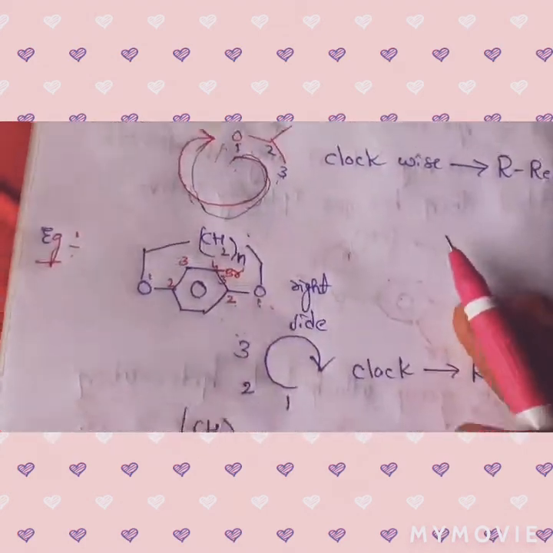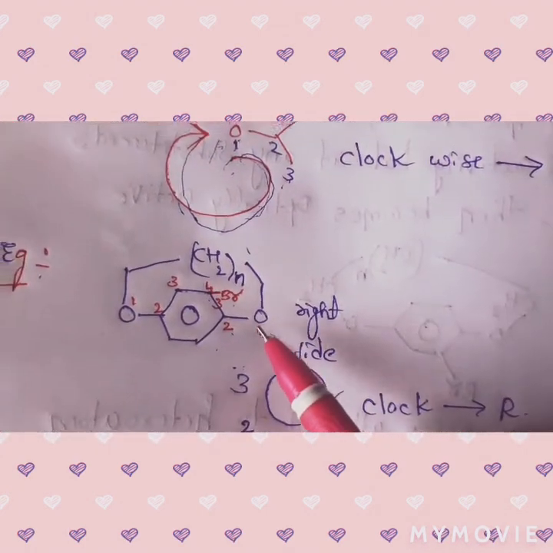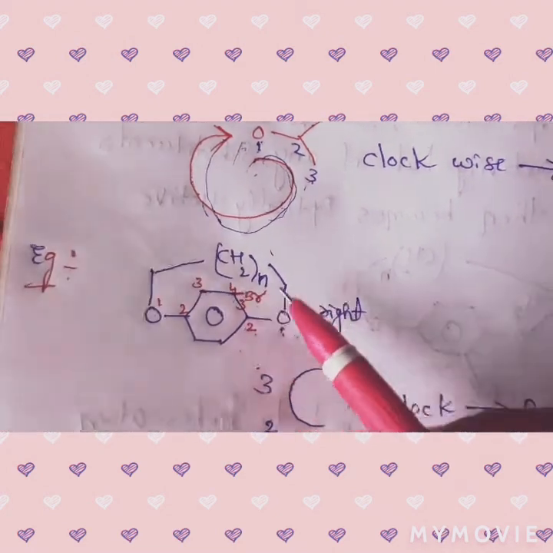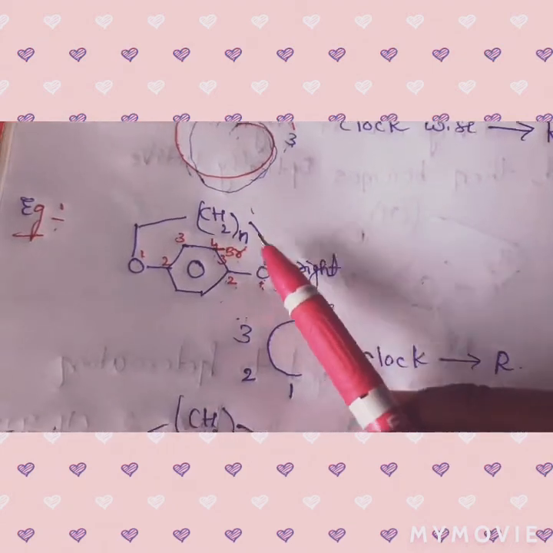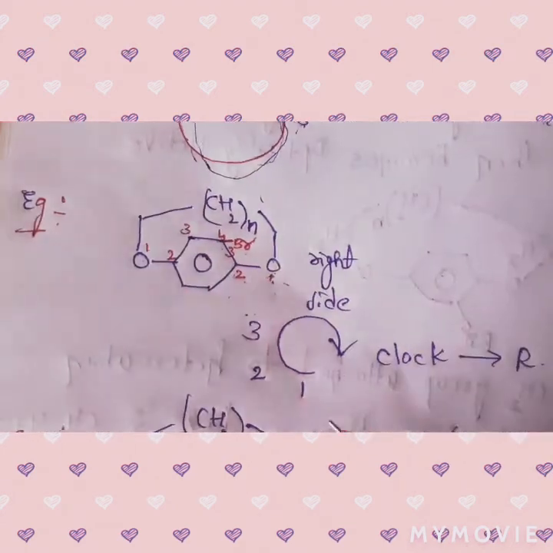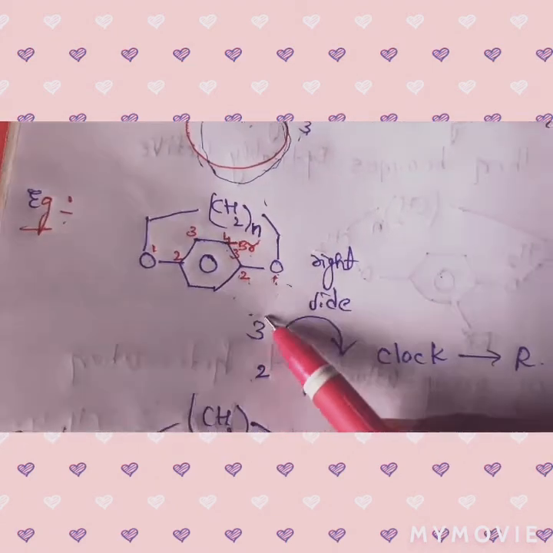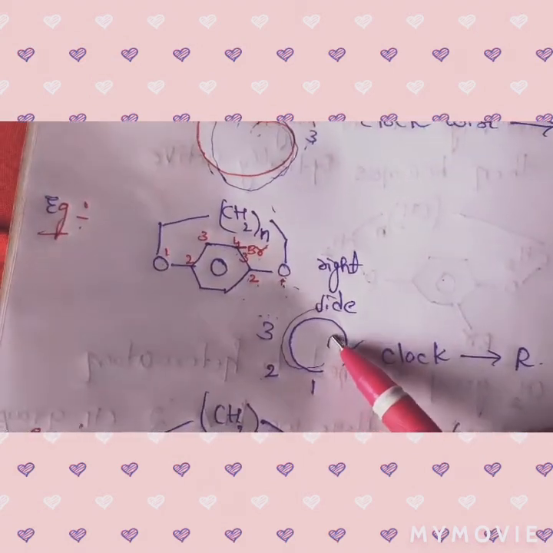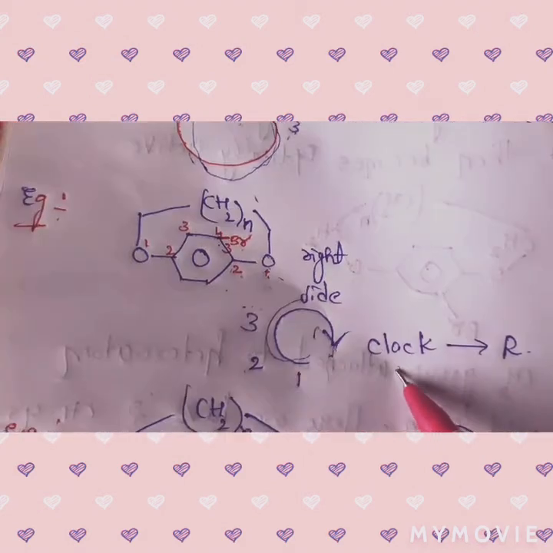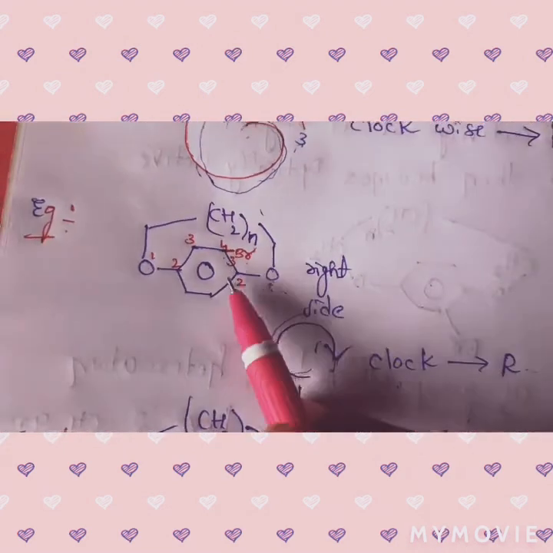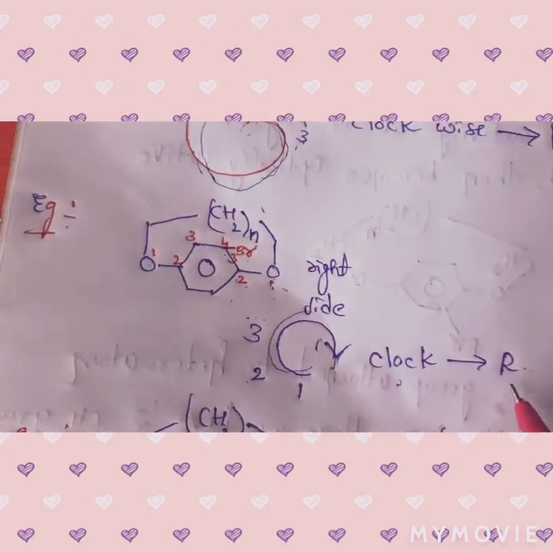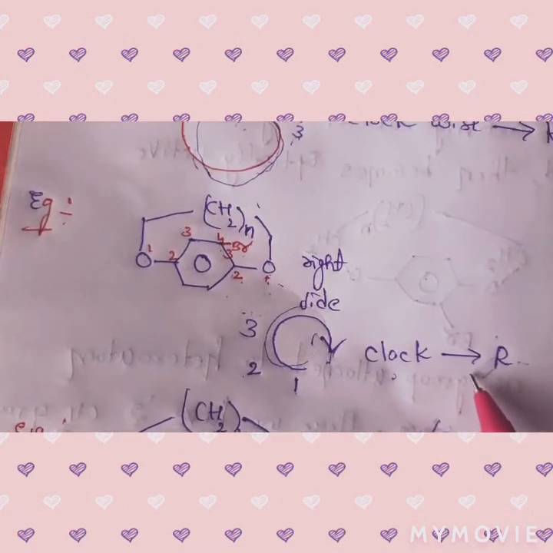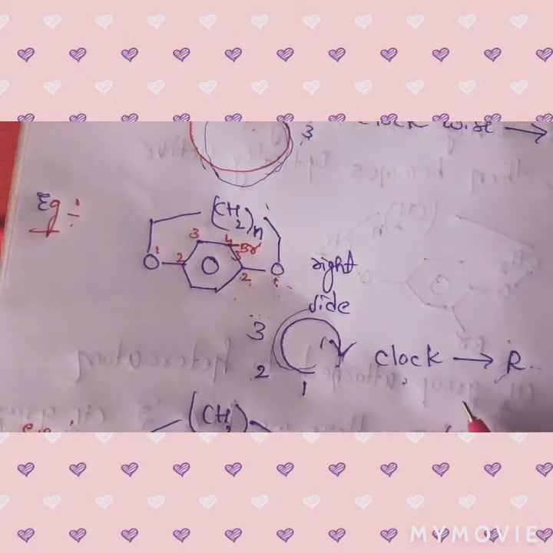We just have to draw the arrows based on the numbers 1, 2, 3. The same thing I have drawn here, 1, 2, 3. Just like this we draw the arrow. Here the arrow seems to be in the clockwise direction, so this ANSA compound shows the rectus configuration. Clockwise means R, R means rectus. Let us take an example which shows the sinister configuration.